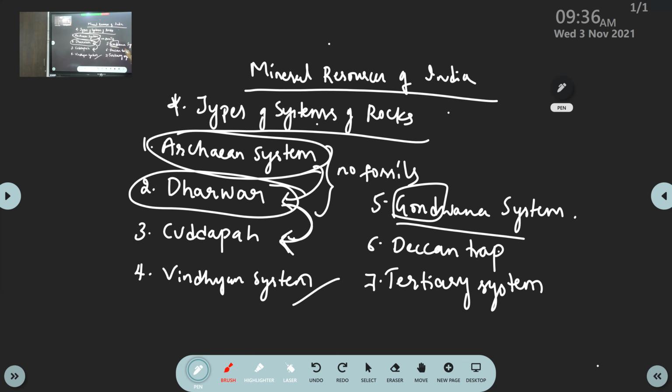And Gondwana system confined to Madhya Pradesh. Coal fields are present here. Deccan Trap, and tertiary system. Most of the fossil fuels are present in these two, Gondwana and tertiary deposits. In Gondwana, coal fields, coal mines are present, and in the tertiary system, we have oil fields. Okay, sedimentary rocks. Next heading, minerals. What do you mean by minerals?